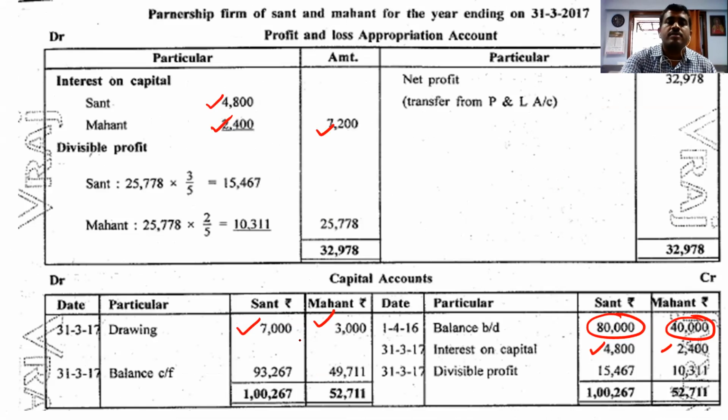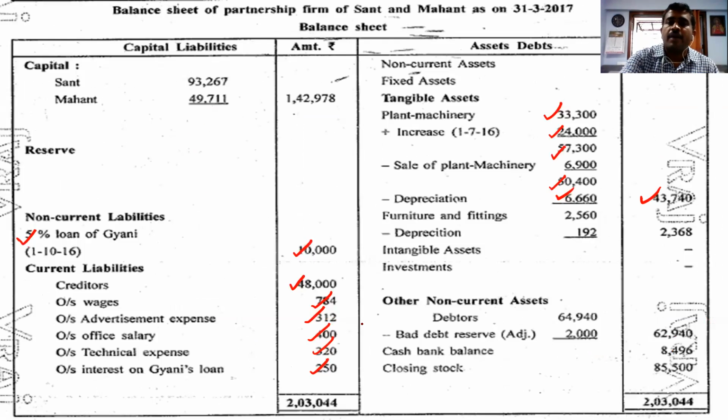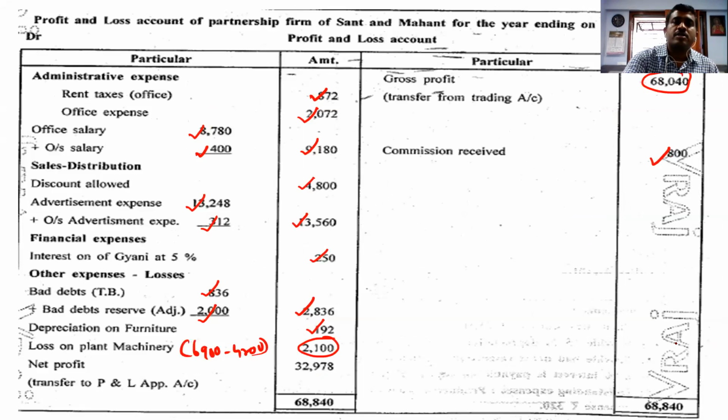So how do you get the loss? Here, it's 6,900 minus 4,800. Actual value is 6,900, but we are selling for 4,800. So it comes to 2,100. Okay, so that part is completed. Then comes furniture and fittings, normal, debtors, normal, cash and bank, and closing stock. So let's tally this particular sum.